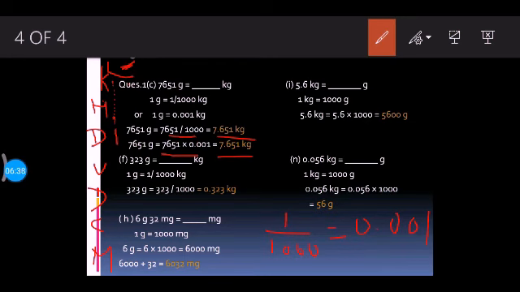Okay, see F part. In F part you have to convert from gram to kilogram again. That means again I have to divide either with 1000, because I am moving 3 steps upward in my ladder, or you can directly multiply with 0.001. So here I am just using one procedure. I am just dividing it with 1000 and I am getting 0.323.